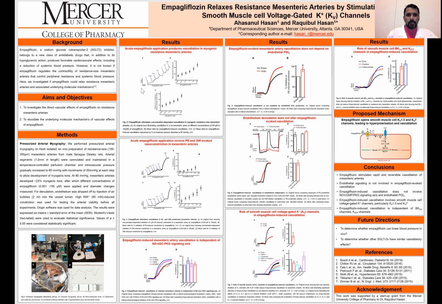So coming to the results, figure 2, panels A, B, and C show that empagliflozin can dilate the myogenic mesenteric artery in a dose-dependent manner. And figure 3, panels A and B show that empagliflozin can reverse the phenylephrine pre-constricted artery. Similarly, it can also reverse the thallic-mediated pre-constriction of the mesenteric artery, as shown in panels C and D.